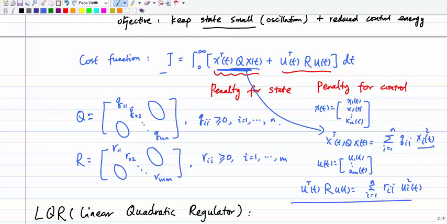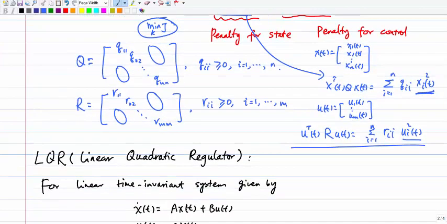So basically we consider this penalty because I want to minimize J. I want to find a u that can minimize my J, which will minimize each xi and minimize each ui. That's the goal we want to achieve. We use the cost function to characterize which metric we want to use to find the best u, which also means the best K. Okay, so this is called the linear quadratic regulator problem, or LQR problem.